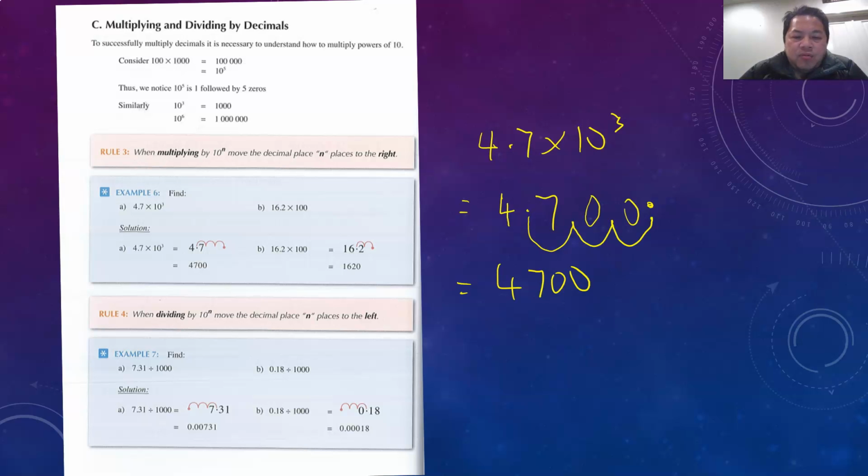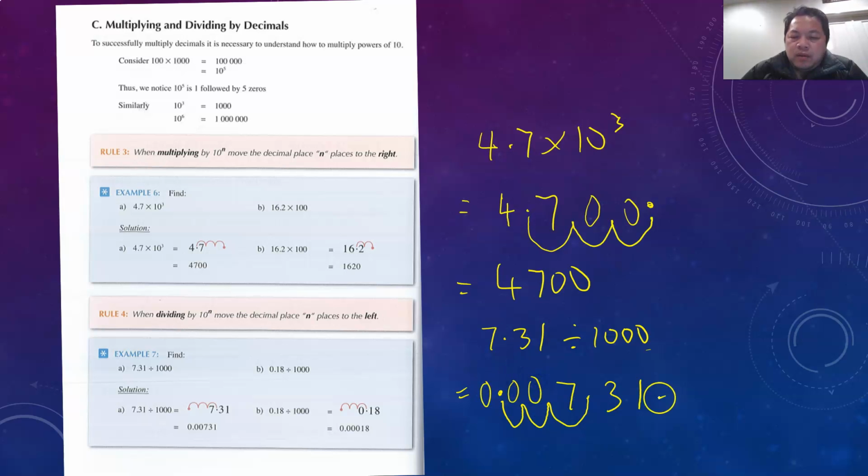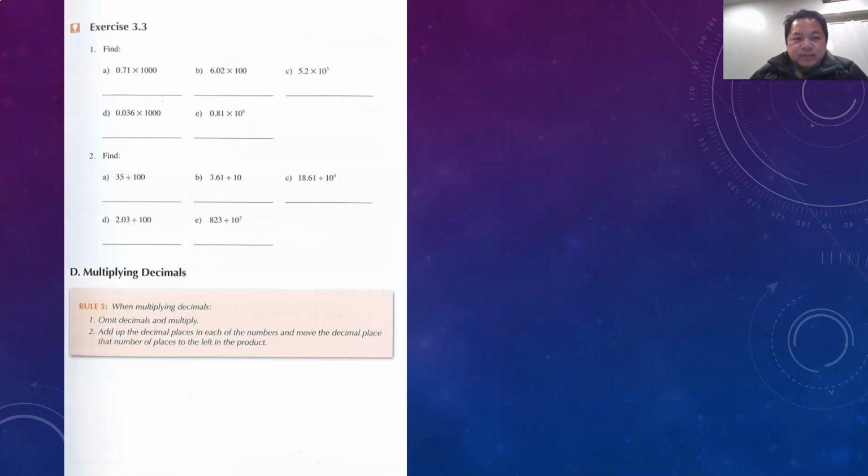Okay. What about example 7? When you divide by 1,000, so same concept here, 7.31 divide by 1,000. So now it's the opposite direction. So now I have 7.31. So now you move back. There are 3 zeros, so I move back 3 times. 1, 2, 3. So the decimal appear here. So it will be 0.00731. That's the answer.